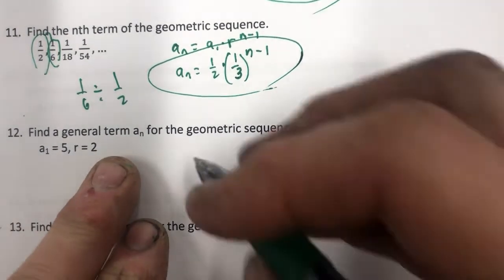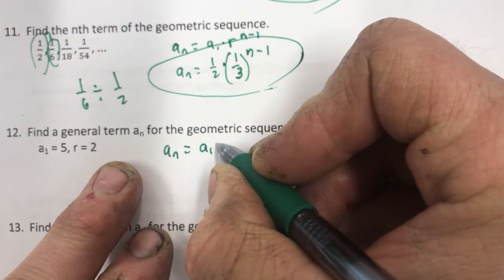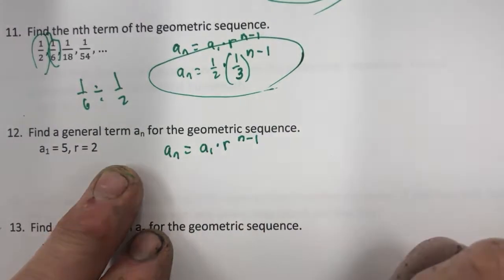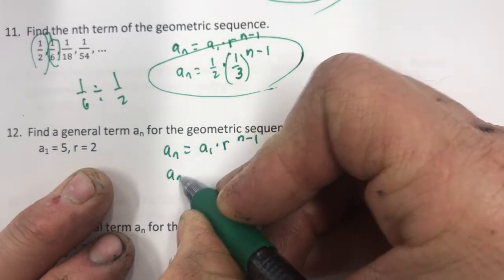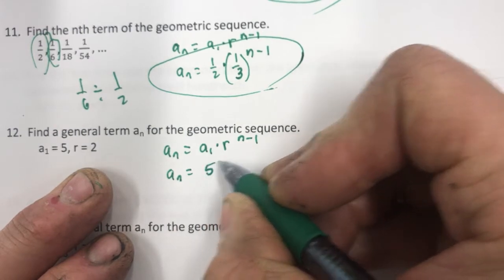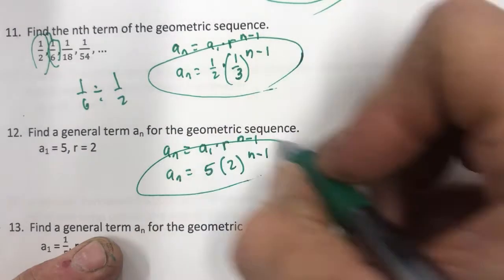Find a general term a sub n. That equals a sub 1 times r to the n minus 1 power. All right, here's a sub 1 is 5, r is 2, so a sub n is going to be 5 times 2 to the n minus 1 power. And there you go, there's a sub n.